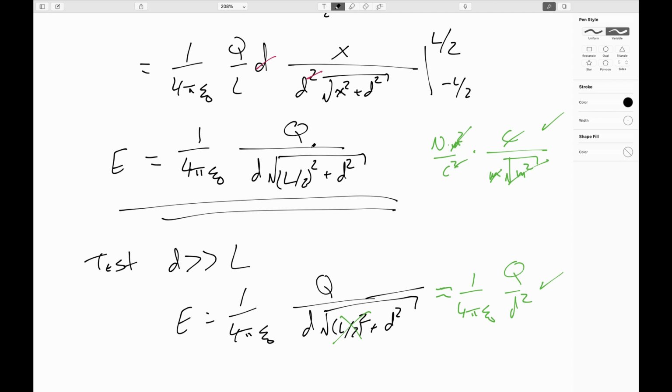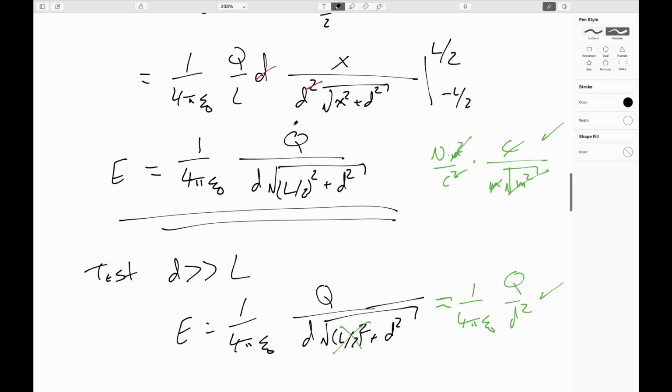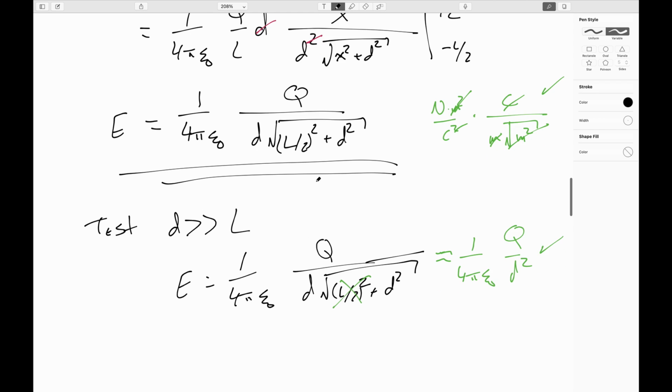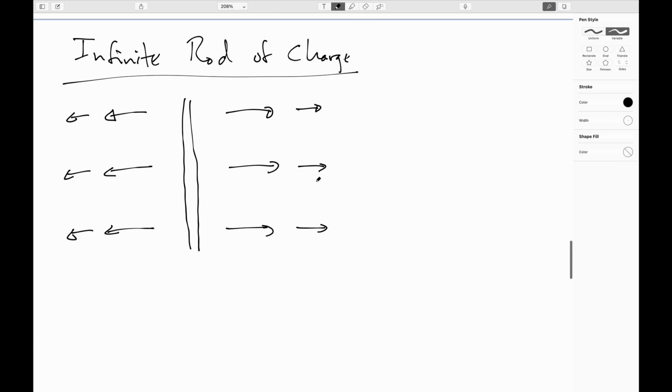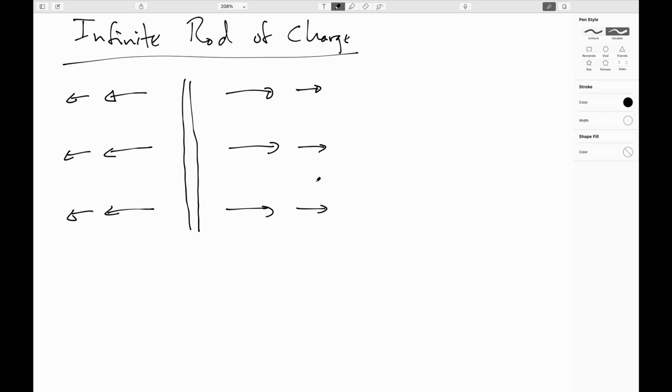here. But the problem is that if the rod gets infinitely long, my charge goes to infinity as well. So this is really going to end up being an infinity over infinity thing. And so we have to be a little more careful. So if I have an infinite rod of charge or a line of charge, actually let's just say line of charge here. There.